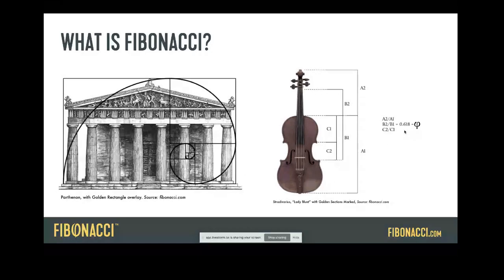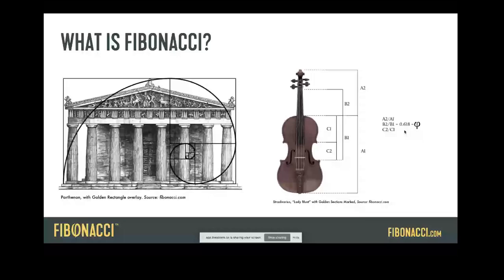I haven't put a slide in here on this, but if you look at the keys of a piano, how are those keys separated? Well, you have 2 black keys and then 3 black keys. So those are Fibonacci numbers. 2 plus 3 is 5. So you have 5 black keys and you have 8 white keys.